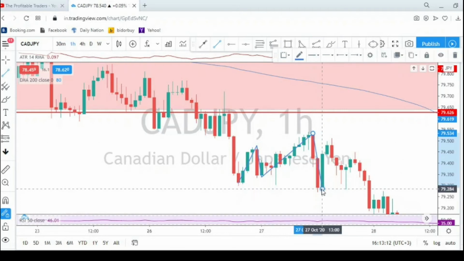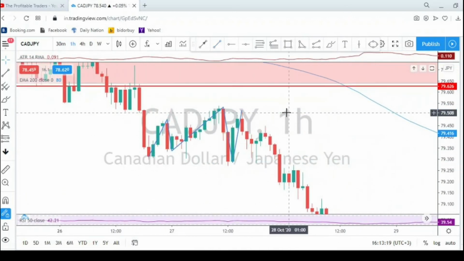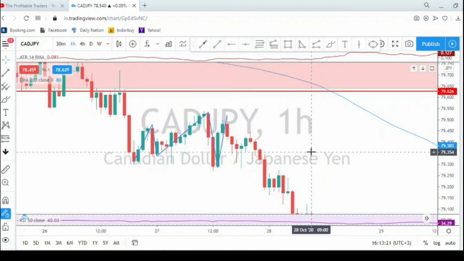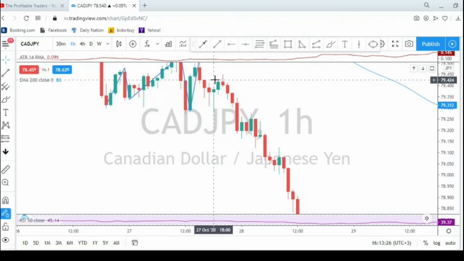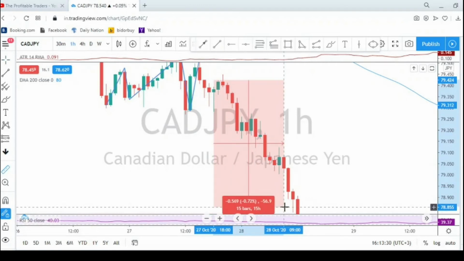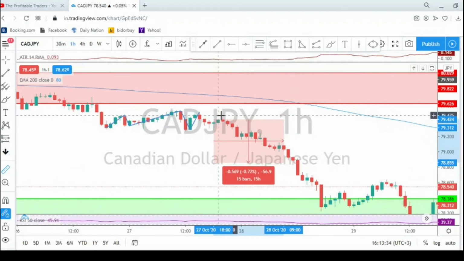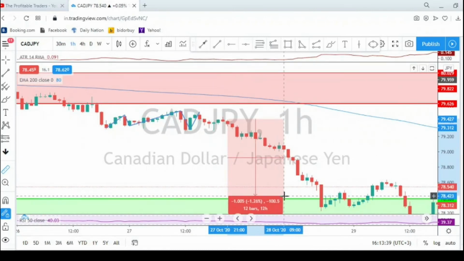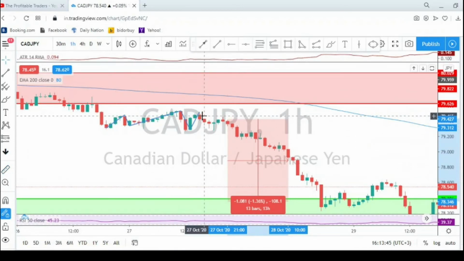Now the market came and made a pullback with a bearish engulfing candle, and at this bearish engulfing candle, if you had taken your trade, this would have been a win. As you can see, from here up to here, you have over 50 pips. You have nearly 100 pips. You have over 100 pips if you had taken a trade here.